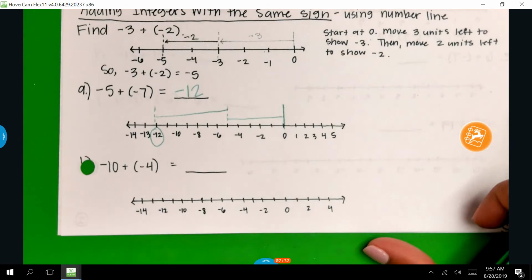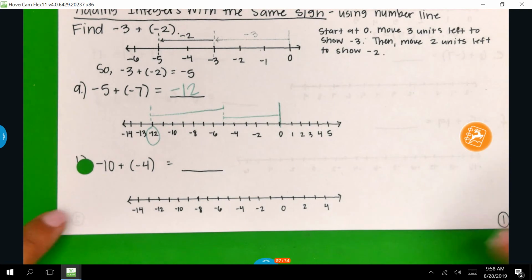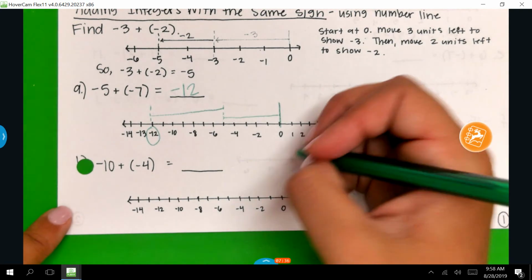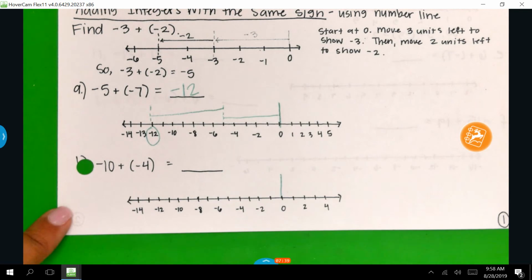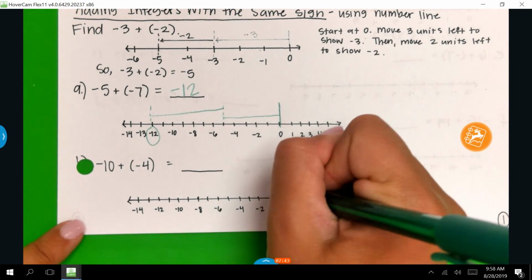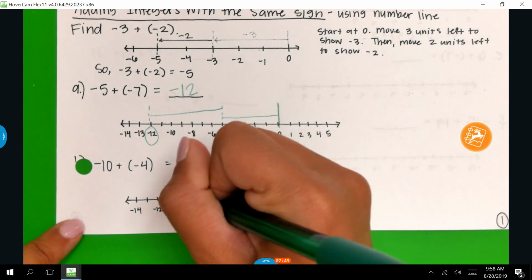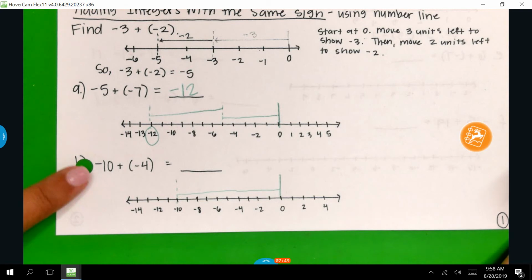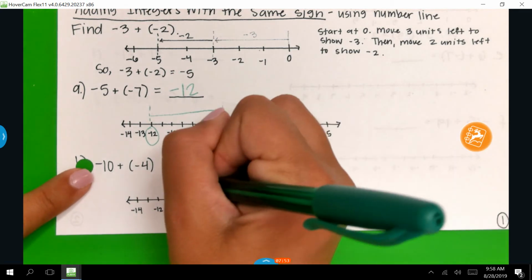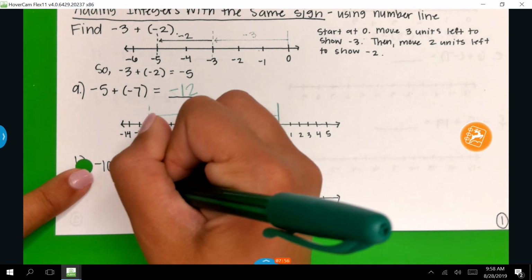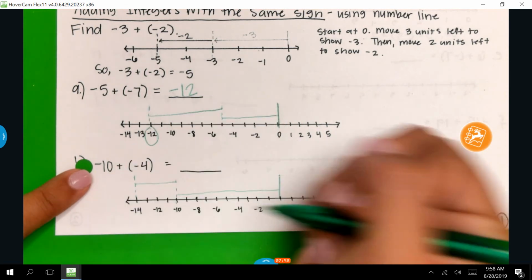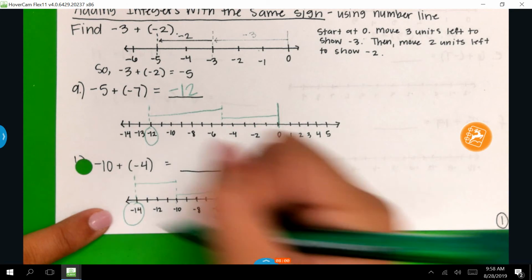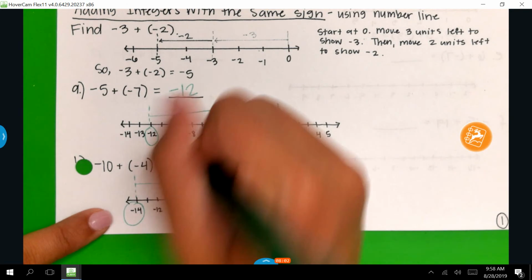All right, let's look at that other example. Negative 10 plus negative 4. So where do I start at? 0. So I'm drawing a line at 0. Negative 10 is my first number. So I'm going to the left all the way to negative 10. And then I'm adding negative 4 to that. So that means I'm going to the left again 4 units. And where do I end up at? Negative 14. So that is my answer.